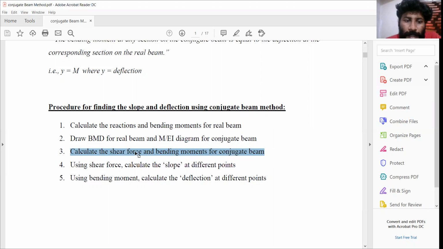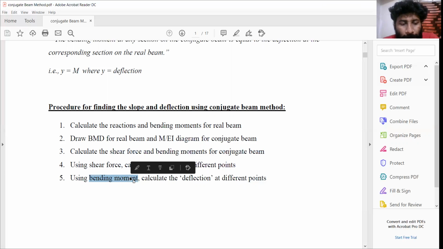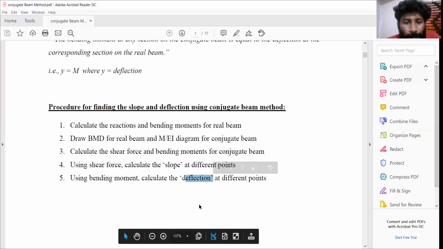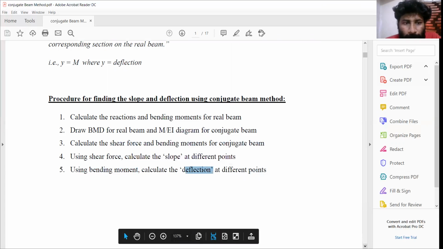The shear force in the conjugate beam will give the slope at the corresponding section in the real beam, and the bending moment in the conjugate beam will give the deflection in the original beam. So I calculate the shear force to get the slope at different points. Again, the bending moment in the conjugate beam will give the deflection in the corresponding section in the real beam. So this is the procedure.